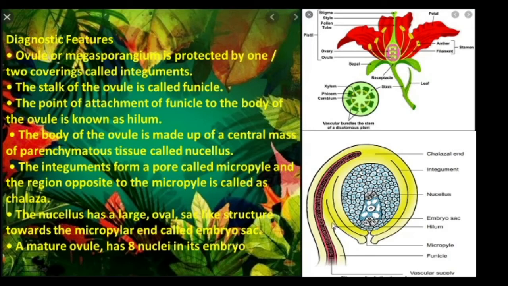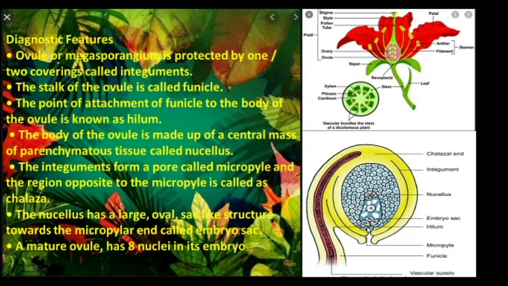The body of the ovule is made up of a central mass of parenchymatous tissue called nucellus tissue. And these are the nucellus tissues. They are parenchymatous cells. The integuments form a pore called the micropyle. This integument forms a small pore, and it is called the micropyle.